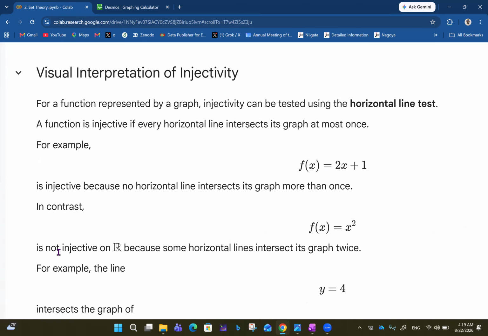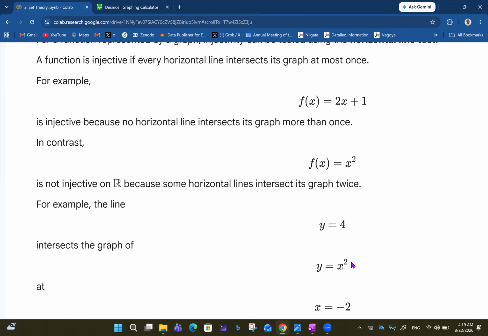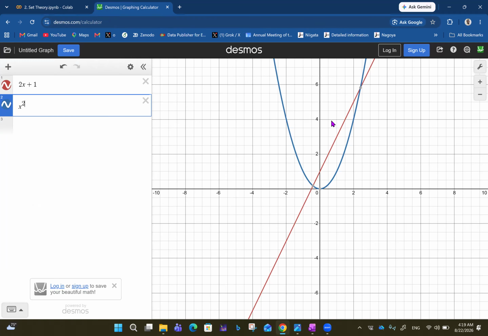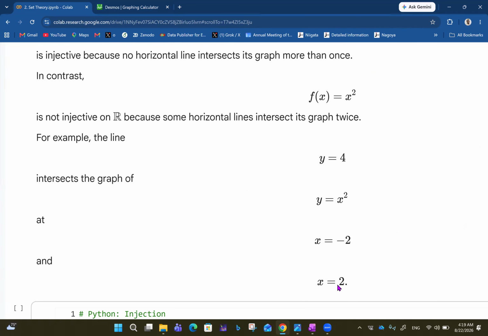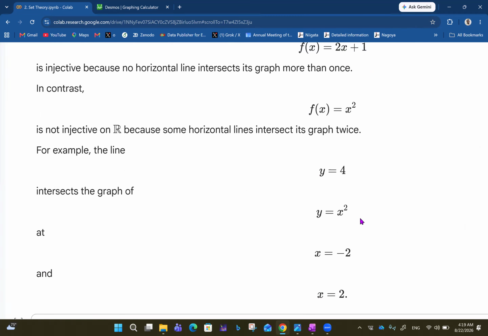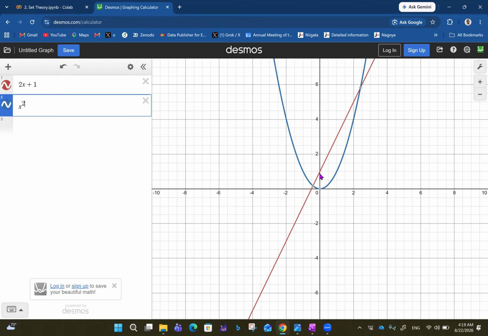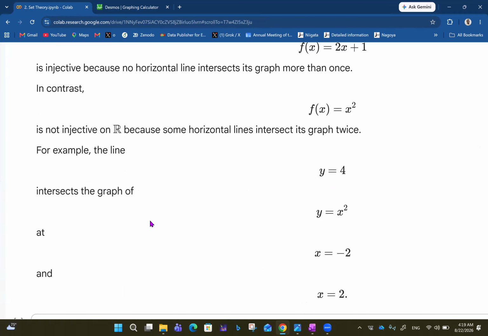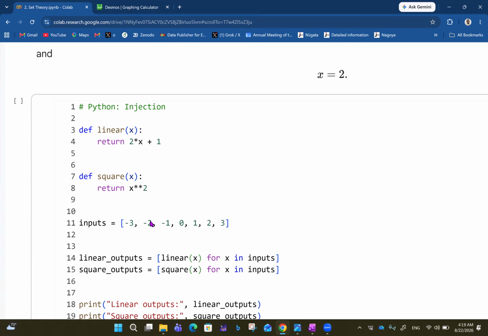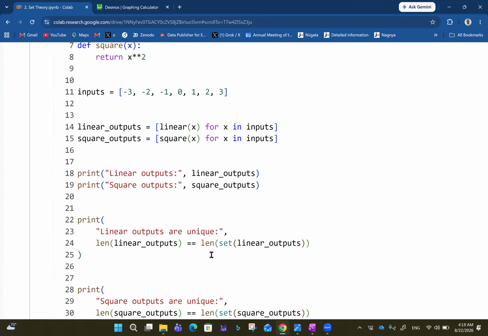So in contrast, f of x equals x squared is not injective on R because some horizontal lines intersect its graph twice. For example, the line y equals 4. So you see line y equals 4 here. It meets it here and here, at minus 2 and 2, intersecting the graph y equals x squared. Then even line y equals 1 meets it at 1 and minus 1. So that's not injective.